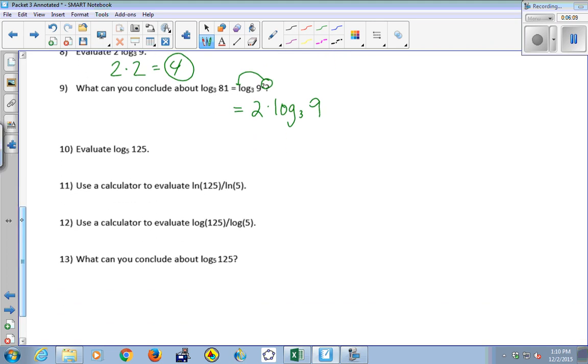One more property of logarithms. Log base 5 of 125. 5 to what power gives you 125? The 3. Good. All right, so I want to use a calculator to evaluate the ln of 125 divided by the ln of 5.